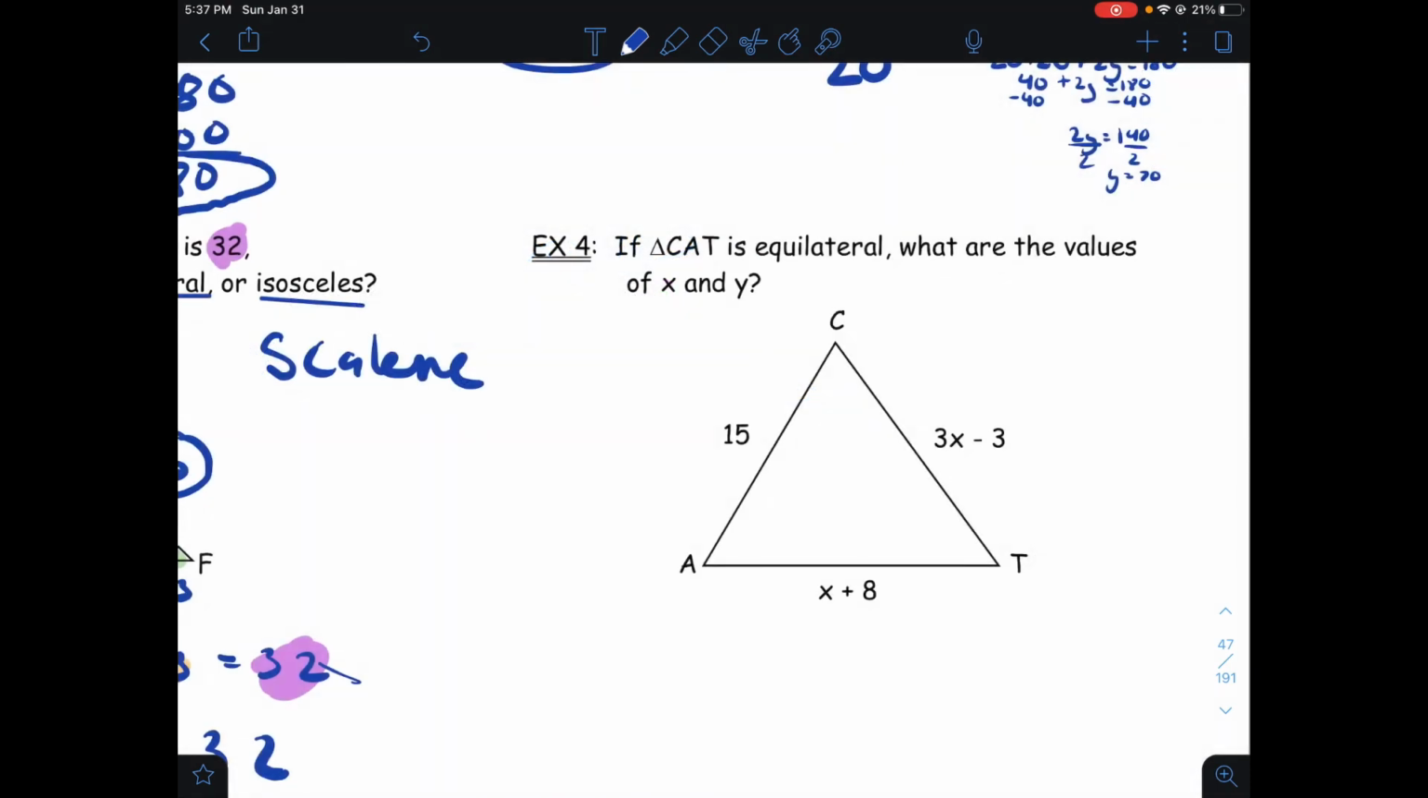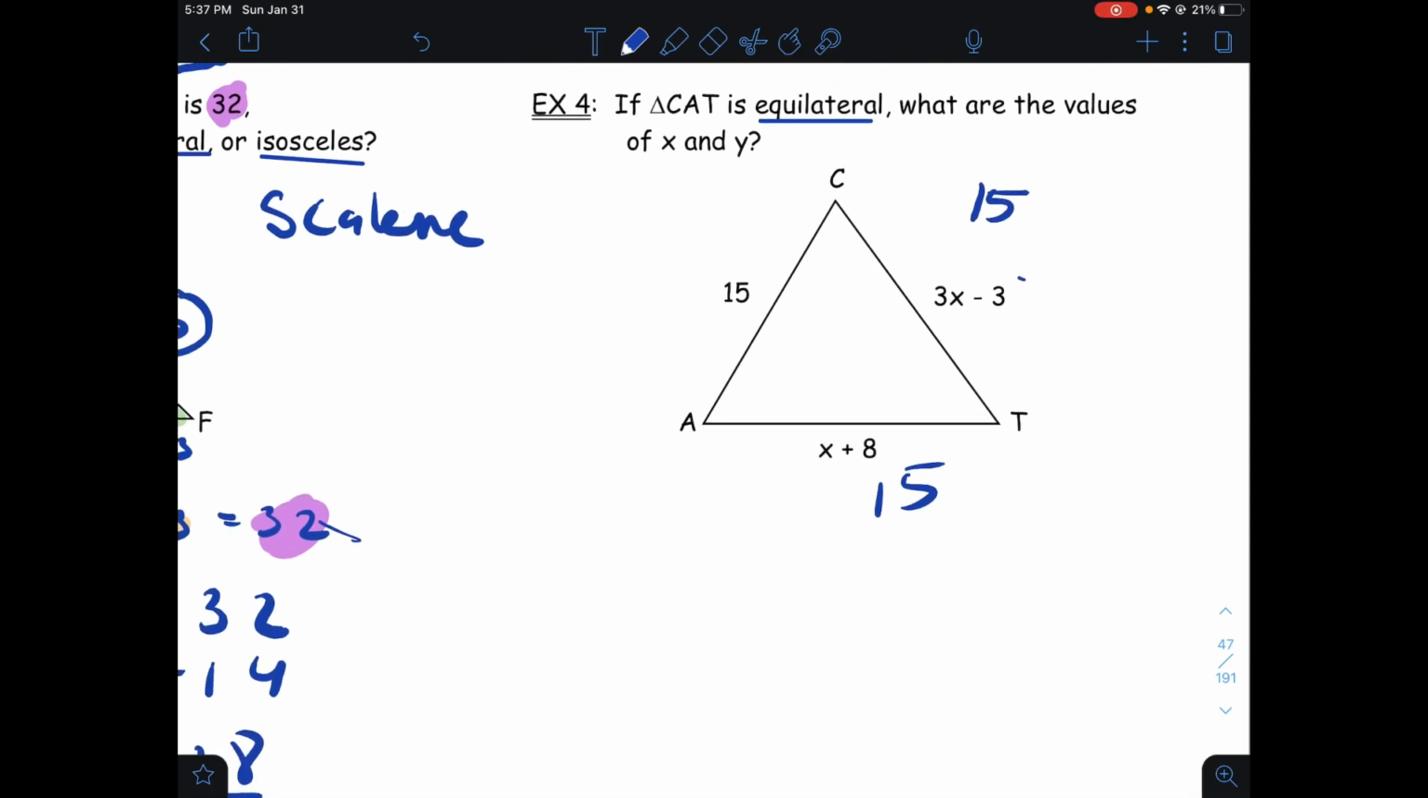All right. So last one here, it says if triangle CAT is equilateral, what are the values of x and y? All right. So if it's equilateral, that means that all 3 sides need to be equal. And they did give us a side length here of 15. So that means that all of these need to be 15, right? If that's 15, that means this needs to be 15. And this needs to be 15. So what we can do is there's actually 2 different ways we could do this. We could set these equal to each other. Or we could just set one of them equal to 15.